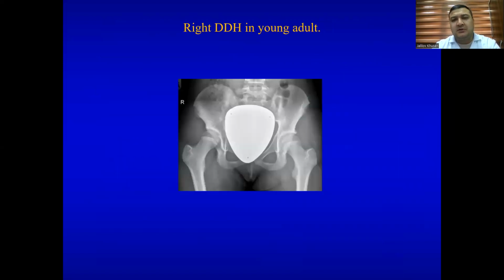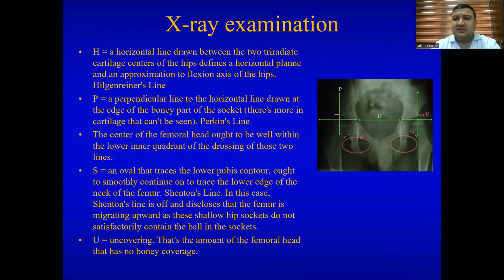Right DDH in young adults. X-ray examination. Hilgenreiner's line: a horizontal line drawn between the two triradiate cartilages of the hip defines a horizontal plane and an approximation of the flexion axis of the hips. Perkin's line: a perpendicular line to the horizontal line drawn at the edge of the bony part of the socket.